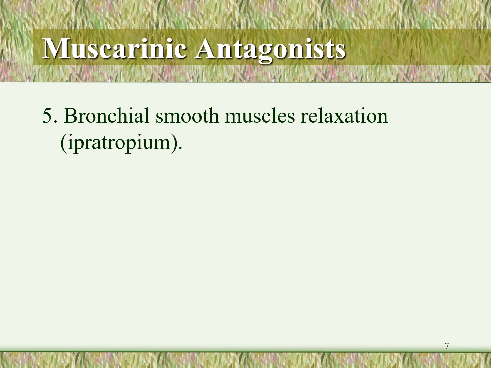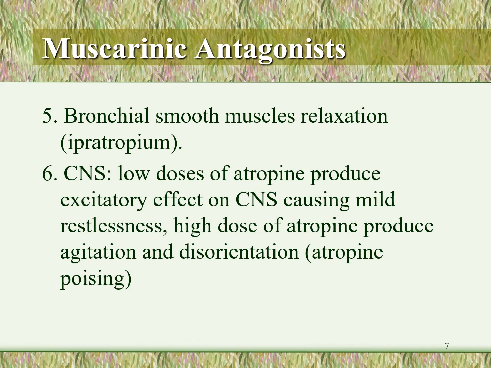The pharmacodynamic effects of muscarinic antagonists on the bronchial smooth muscles lead to relaxation of bronchial smooth muscle, the vice versa effect of muscarinic agonists. So we will find that ipratropium can be used as an inhaler for treatment of asthma, because it can lead to bronchial smooth muscle relaxation. This can lead to bronchodilation. So this is one of the drugs used in treatment of asthma.